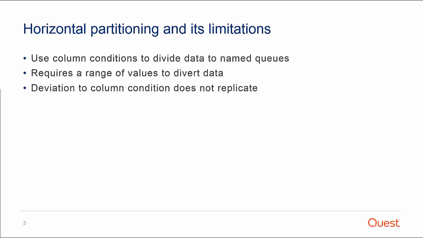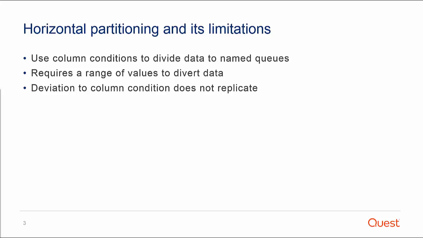One of the biggest benefits of horizontal partitioning is to be able to parallel process heavy transactions that concentrate on one table and when one post queue cannot handle the load. Horizontal partitioning is set up with multiple column conditions replicating subsets of data through parallel processing streams. Based on the range defined in the horizontal partitioning column condition, data is divided and diverted to the named queues and can even be segregated through multiple targets.